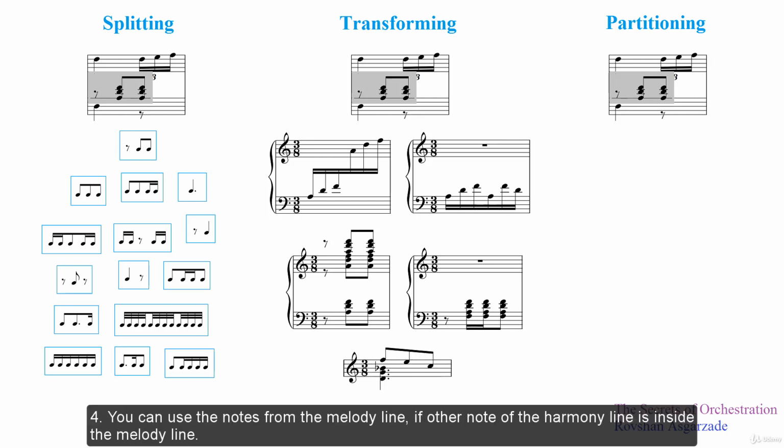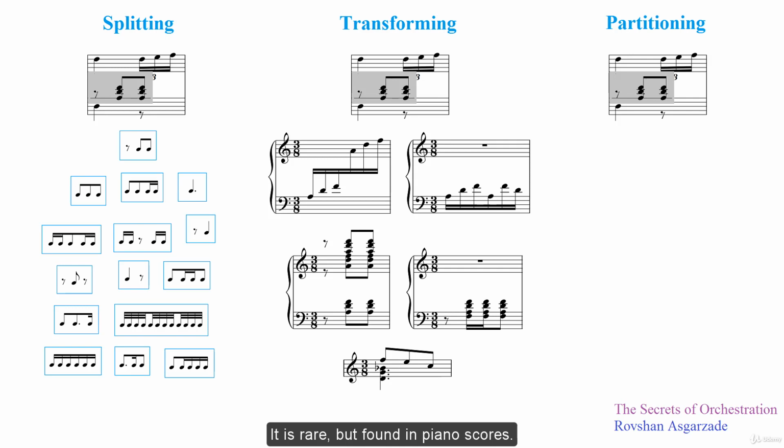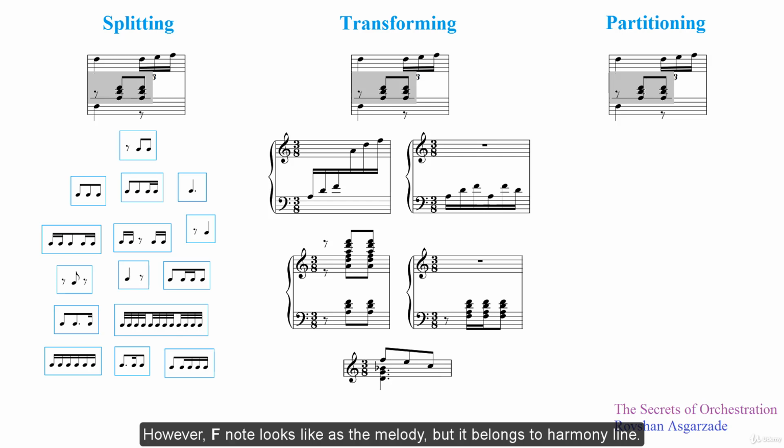Fourth, you can use the notes from the melody line if another note of the harmony line is inside the melody line. It is rare but found in piano scores. Look at the below. The harmony consists of D, G, B flat notes. However, the F note looks like the melody, but it belongs to the harmony line. You can present the harmony as D, G, B flat, F chord in wild orchestration.